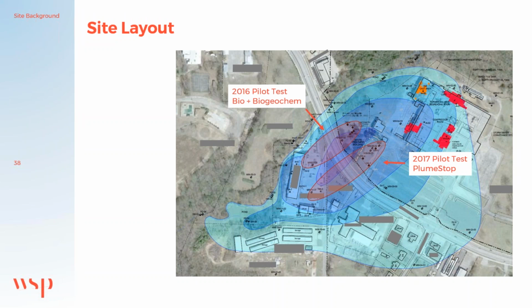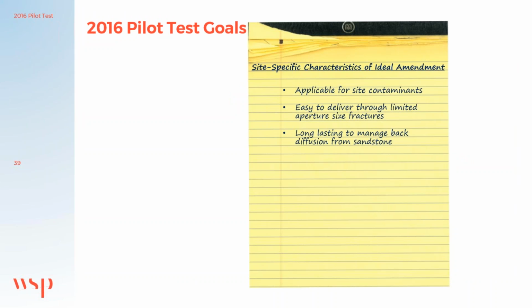Let's get into the amendment selection a little. In situ treatment of chlorinated solvents in bedrock historically has proven to be challenging. The first thing we did was make a list of characteristics of an ideal amendment formulation. First, the amendment needs to be applicable for the contaminants at the site. Here, chlorinated ethanes and ethenes. Having both ethanes and ethenes can also be problematic. Some oxidants aren't efficient at treating both classes of chemicals.